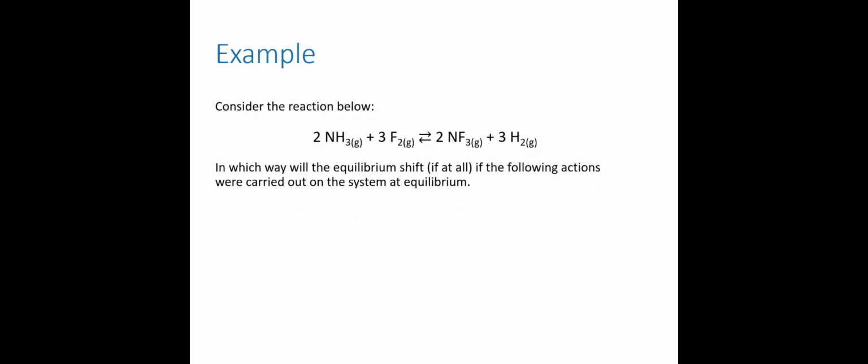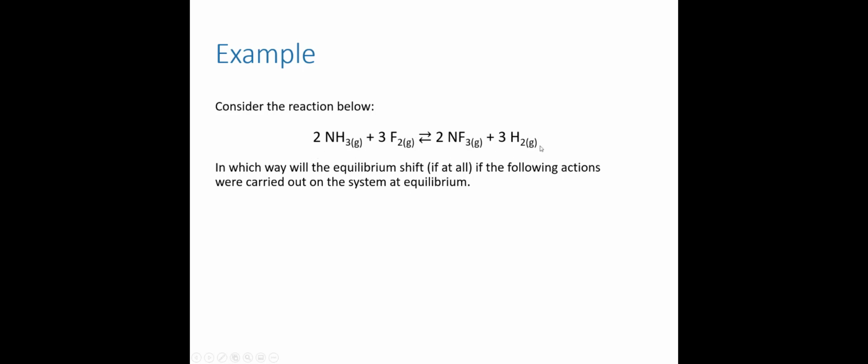And the opposite would happen had you removed a reactant. So removing products shifts the equilibrium to the right. Removing reactants shifts the equilibrium to the left. Let's look at an example here. So here's another reaction involving only gases. We have ammonia reacting with fluorine to make nitrogen trifluoride and hydrogen gas.